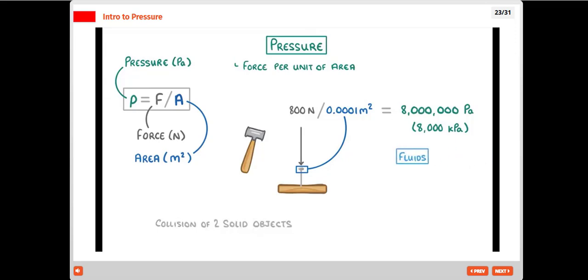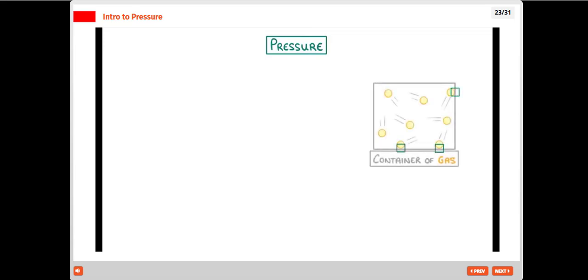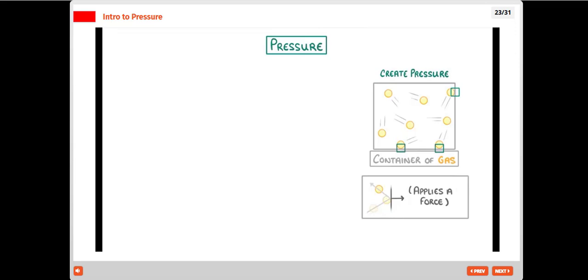In the case of fluids though, which includes both liquids and gases, the particles that they're made of constantly bang into their surroundings and generate pressure. For example, if we had a container of gas, the collisions of the gas particles with the wall would create pressure, because each collision applies a force to the inside area of the container.